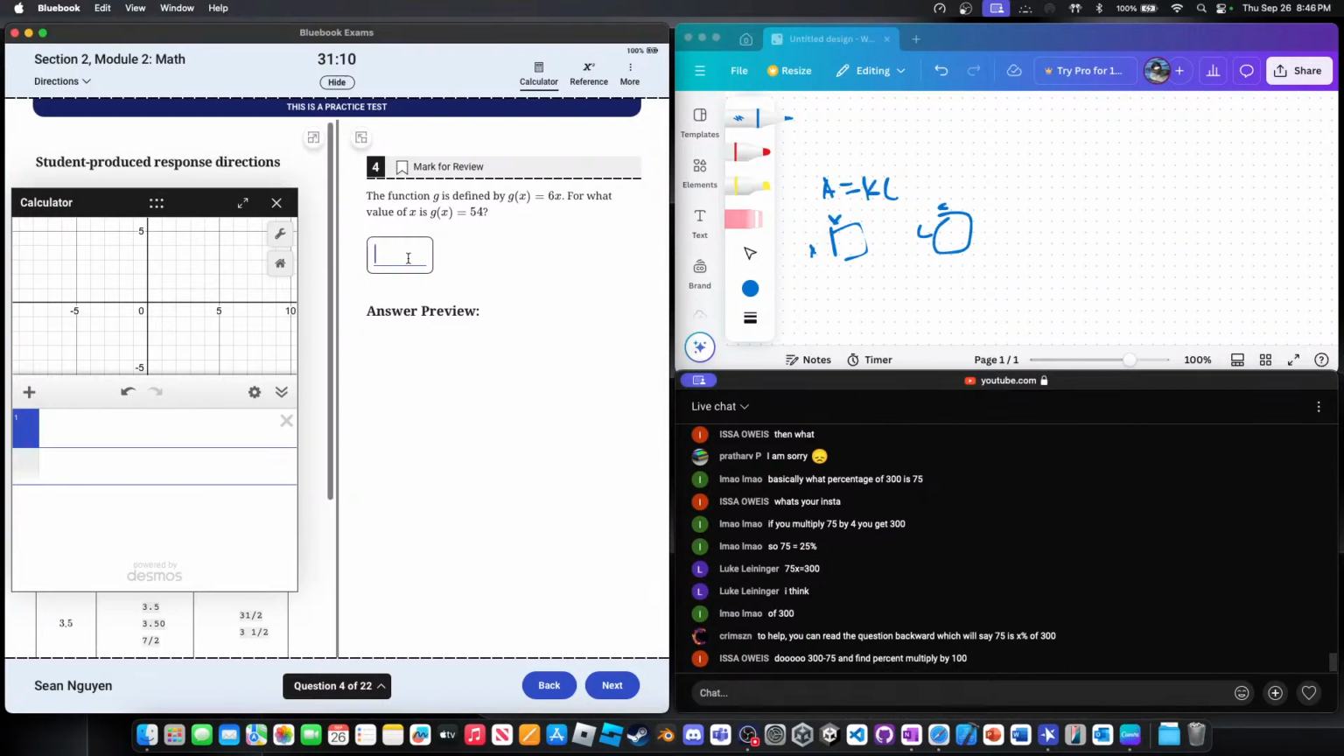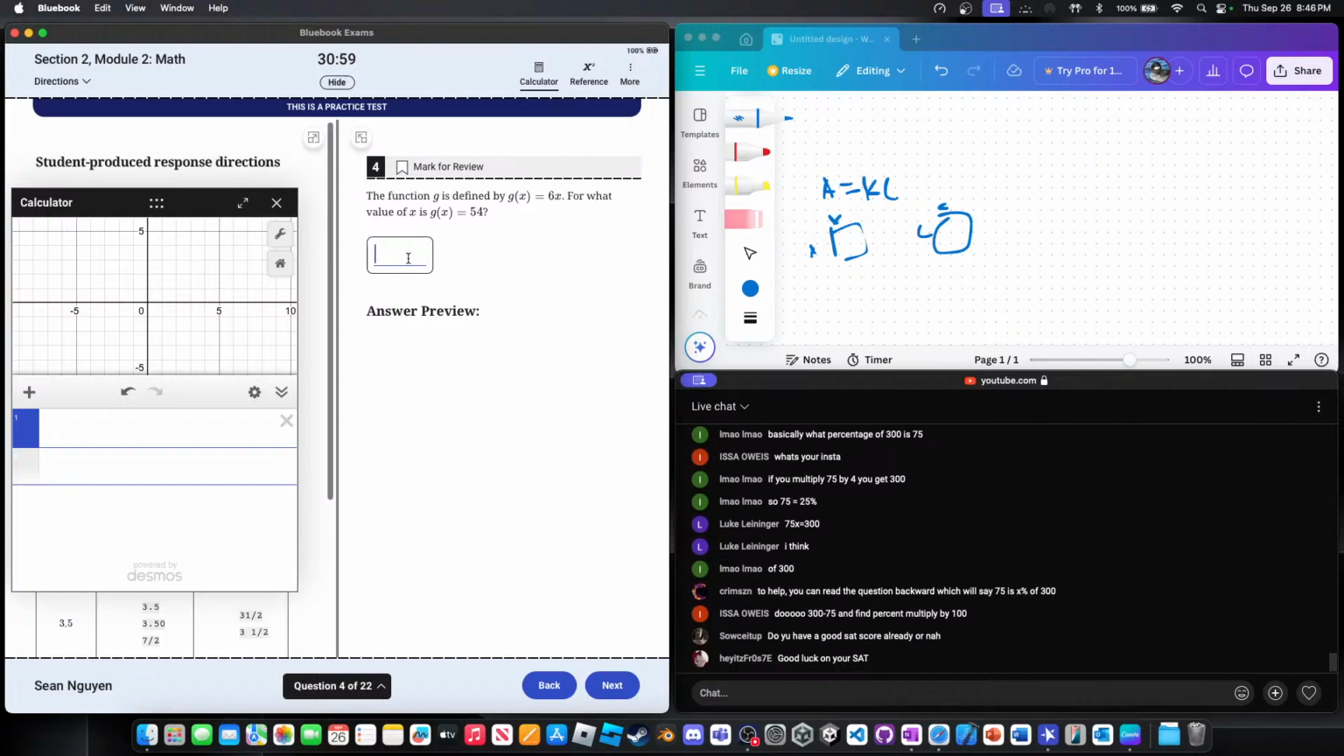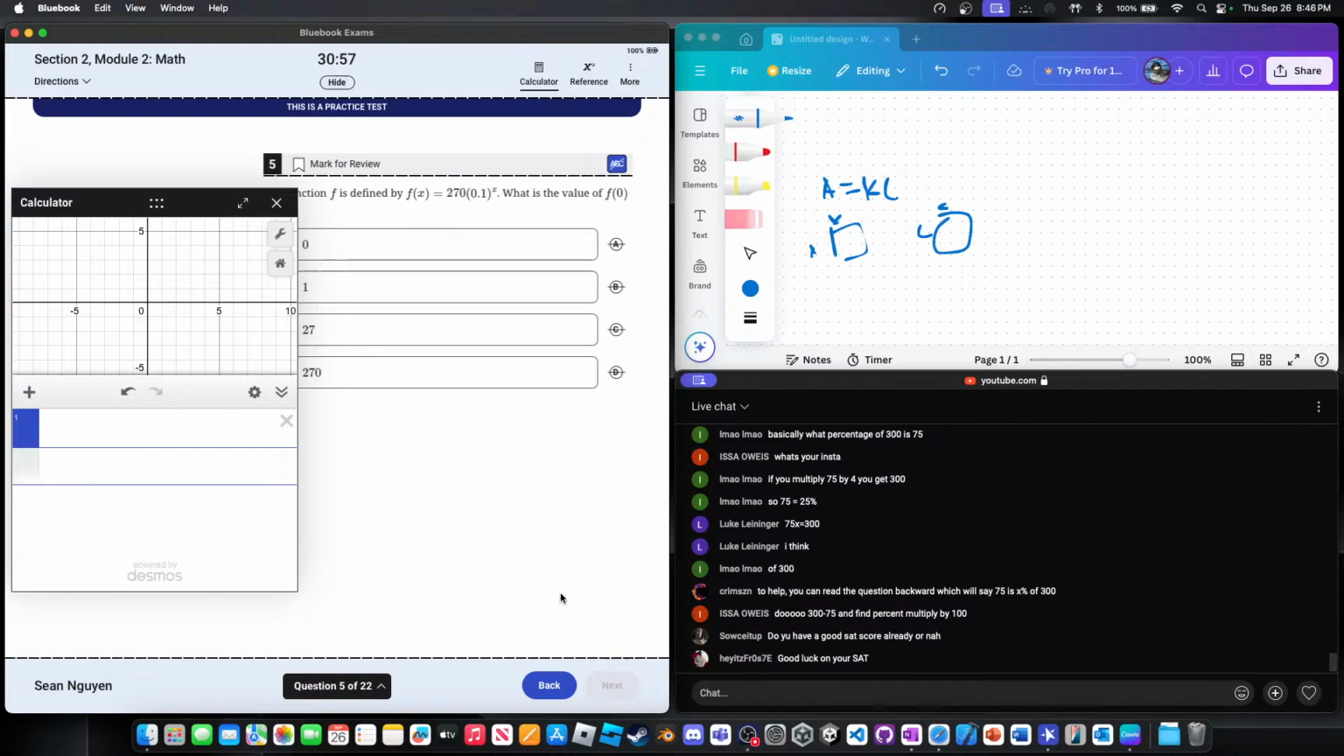The function g is defined by g of x is equal to 6x. For what value of x is g of x 54? So 54 is equal to 6x, and then we divide 54 by 6, which gets us 9. Thank you.